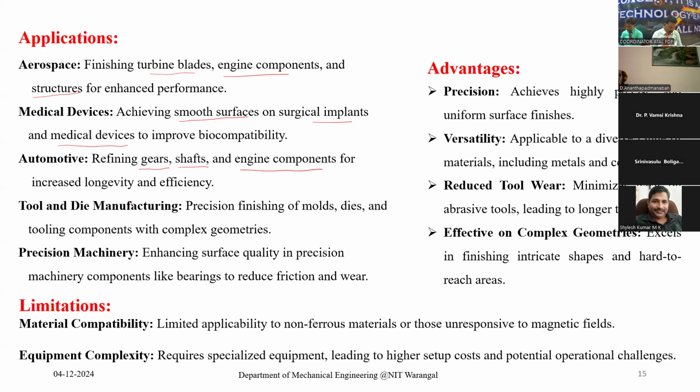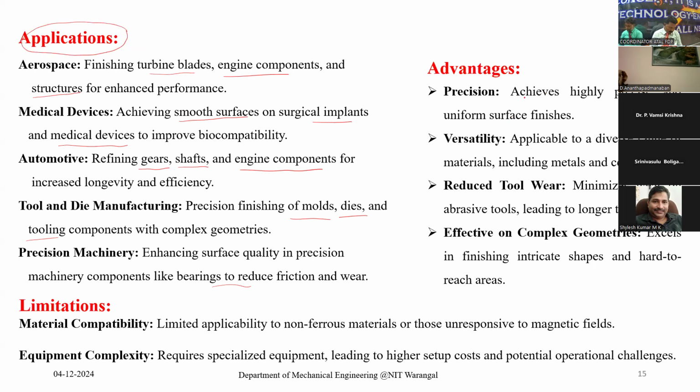And also we use the same process in the tool and die making industry, that is finishing of molds or dies or tools. And also we use it in precision machinery. So wherever we want a very good finish on the machine, there we can use this process. So these are all the applications of the MAF process.